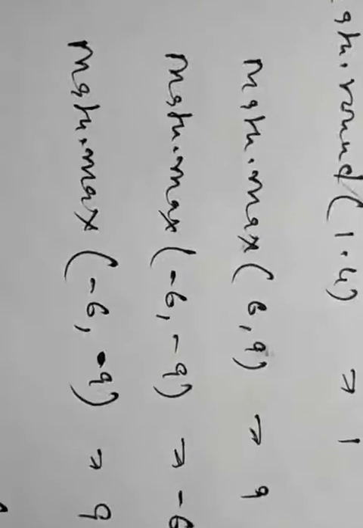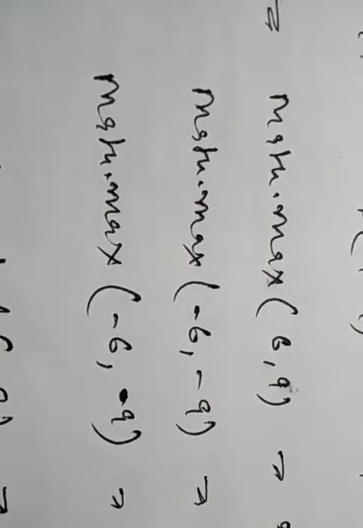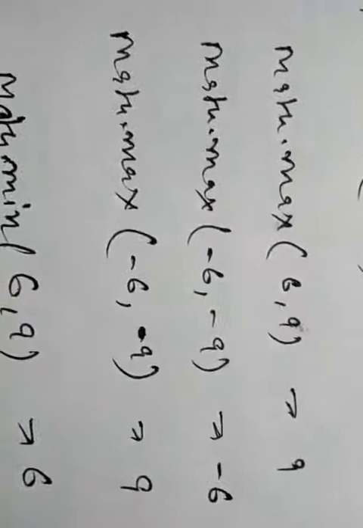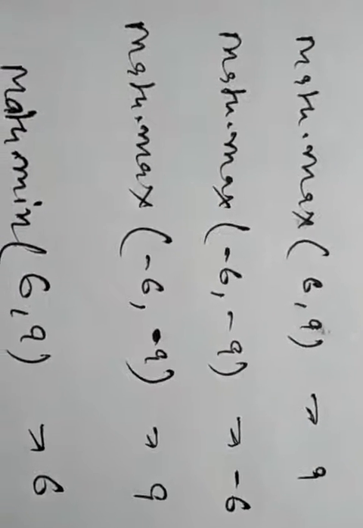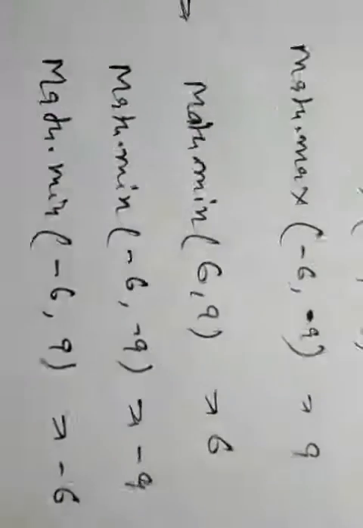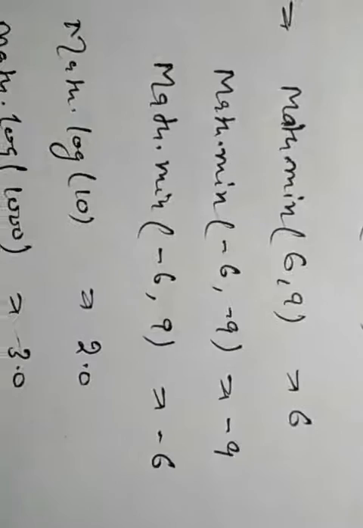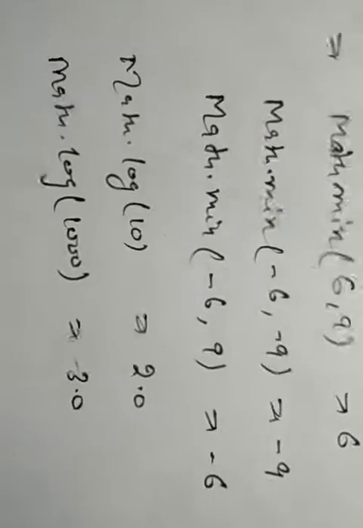The max function gives the maximum value between 2 values. These values may be decimal or integer. So 6 comma 9, then the highest value is 9, and minus 6 comma minus 9, then the answer is minus 6, and minus 6 comma 9, then the answer is 9. Opposite of that one is min, which returns the minimum value between 2. 6 comma 9, then the answer is 6, minus 6 comma minus 9, then the answer is minus 9, whereas between minus 6 and 9, the answer is minus 6.